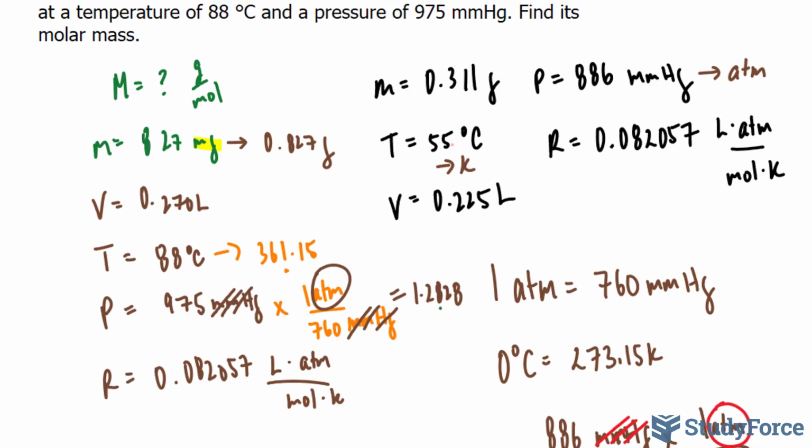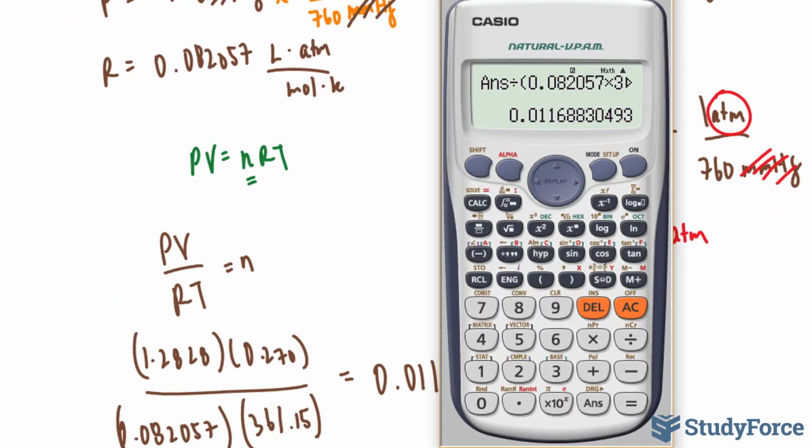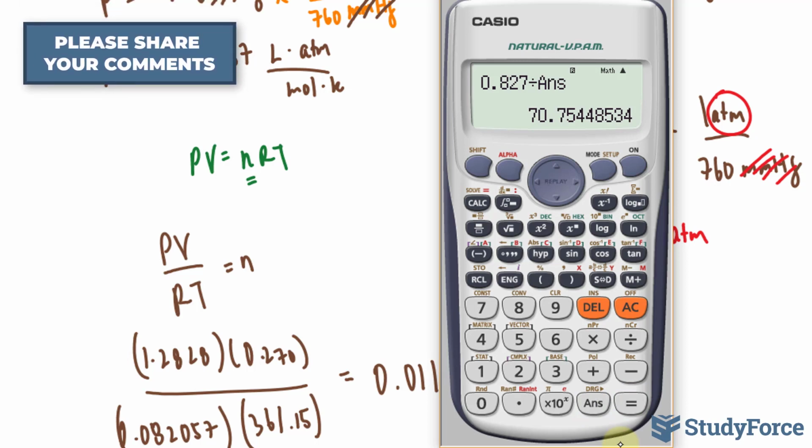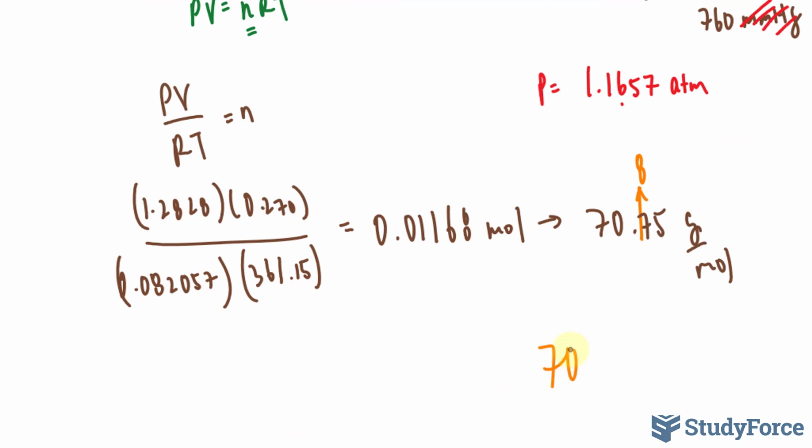So I'll take this number and divide 0.827 by it. 0.827 divided by, that's the mass, by the number of moles that I just found, and we end up with 70.75 grams per mole. We need to make this into 3 significant figures. Since this is odd and it's followed by a 5, the first discarded number, this makes the 7 become an 8, and our final answer is 70.8 grams per mole of this unknown gas.